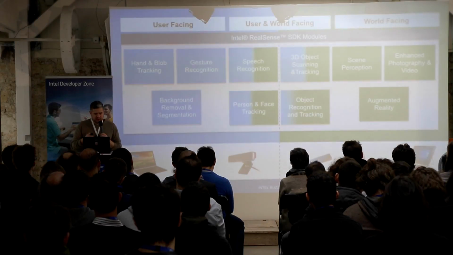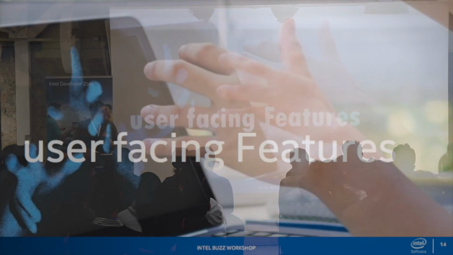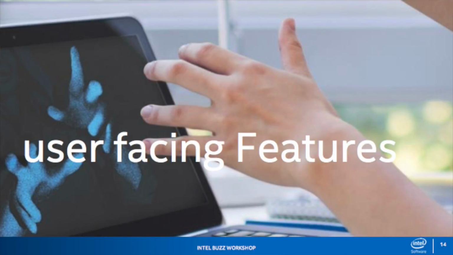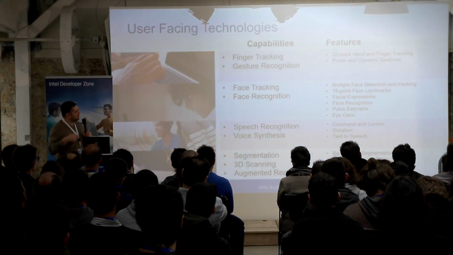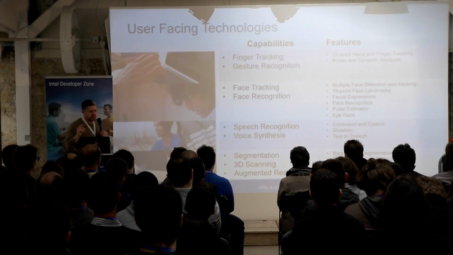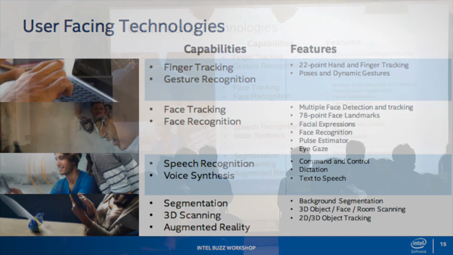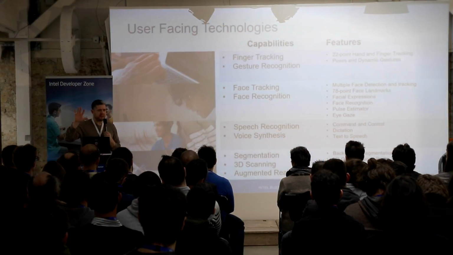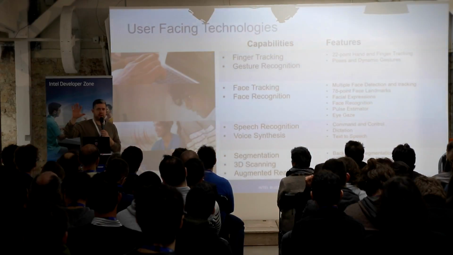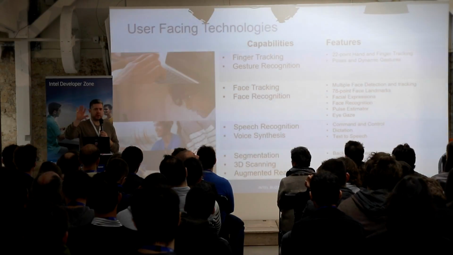Okay, just moving on now. Let's have a quick look at the user-facing features. One slide here pretty much explains some of the modules that we have. I'm not going to spend too long on these. Things like finger tracking: the camera can recognize 22 points on your hand, so all the joints and the palm. It knows which way your hand is.